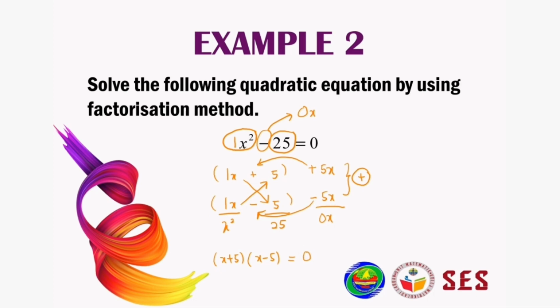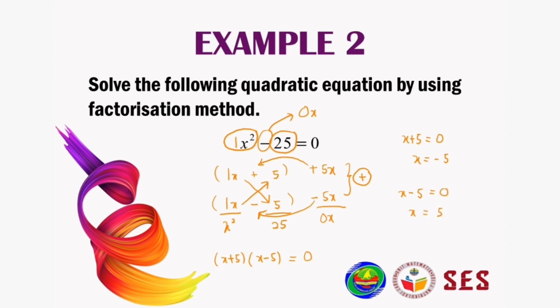And hence, we can find the solution for this quadratic equation by writing x plus 5 equals to 0, which gives us x equals to negative 5. And another solution comes from the second factor, which is x minus 5 equals to 0, x equals to 5. Therefore, our final answers are x equals to negative 5 and x equals to 5.